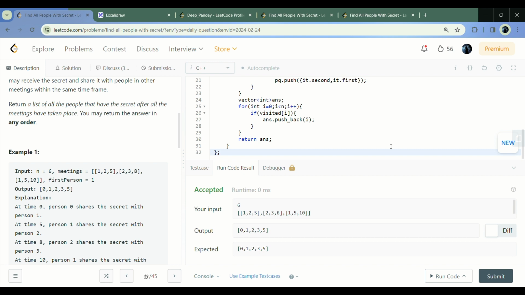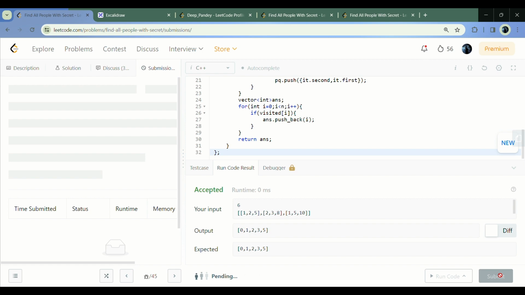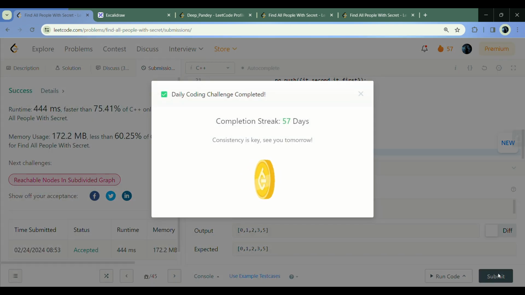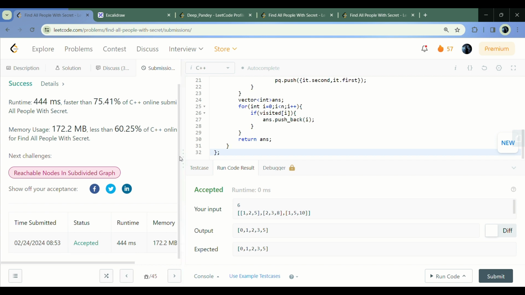Now let's just submit it. Okay, now it is accepted and we have successfully completed 57 days of the LeetCode daily challenge. And as you can see, this is my first submission of the day. It takes 444 milliseconds, which is faster than 75.41% of users coding in C++, and it takes memory this much.